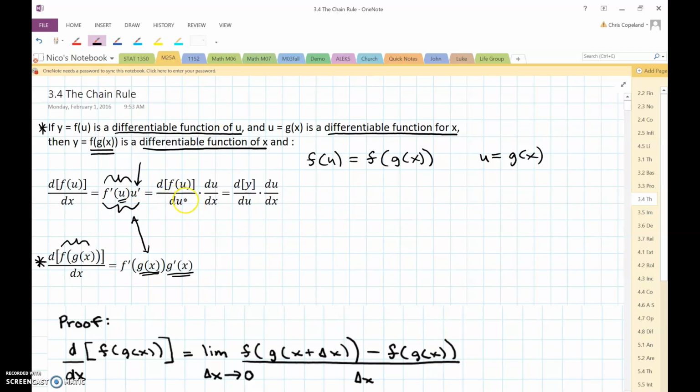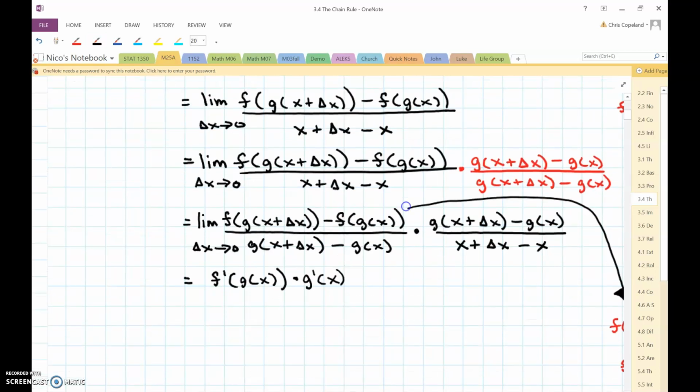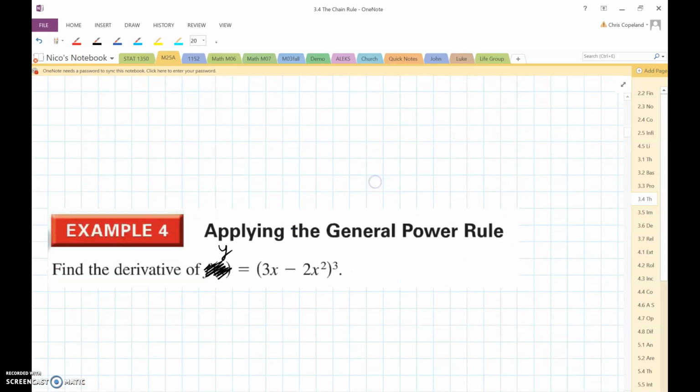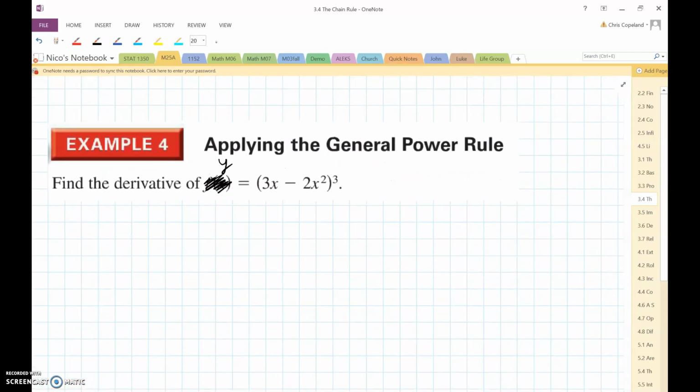An alternative way to do this is to take the derivative of y with respect to u instead of with respect to x, and then take the derivative of u with respect to x. Another way you can think of this is the derivative of y with respect to u multiplied by du dx. So all of those are saying the same thing. We could go through the proof, but I don't think it's necessary for this class. Let's take a look at this one.